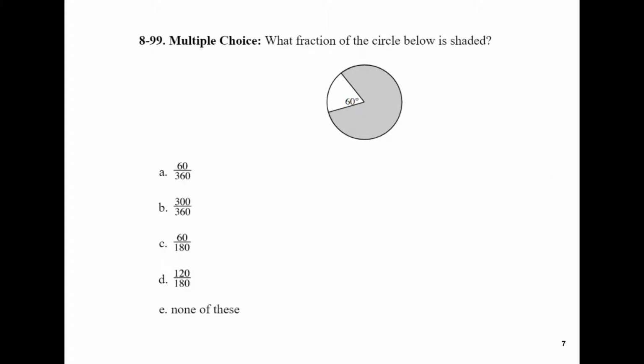So what fraction of the circle below is shaded? If this angle is 60 degrees, we know an entire circle is 360. So if we subtract that unshaded region out, we get 300. So we want the shaded, so we take 300 over 360, and we can say that B is the correct choice.